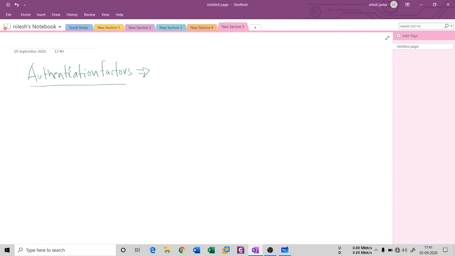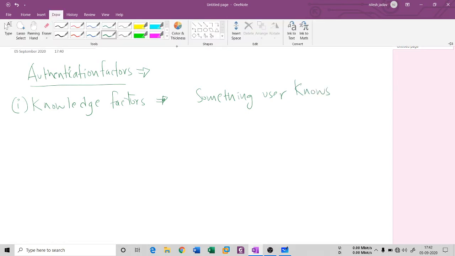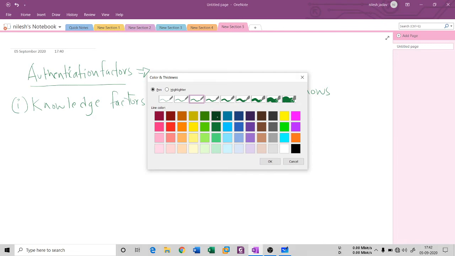So the first authentication factor here is a knowledge factor. Okay, knowledge factor, the first authentication factor. So sir, what is this knowledge factor? Well, it says something the user knows. And I think it's easy, right? So what can the user know? It could be a password, it could be a PIN, a passphrase, or a security question, something like that.